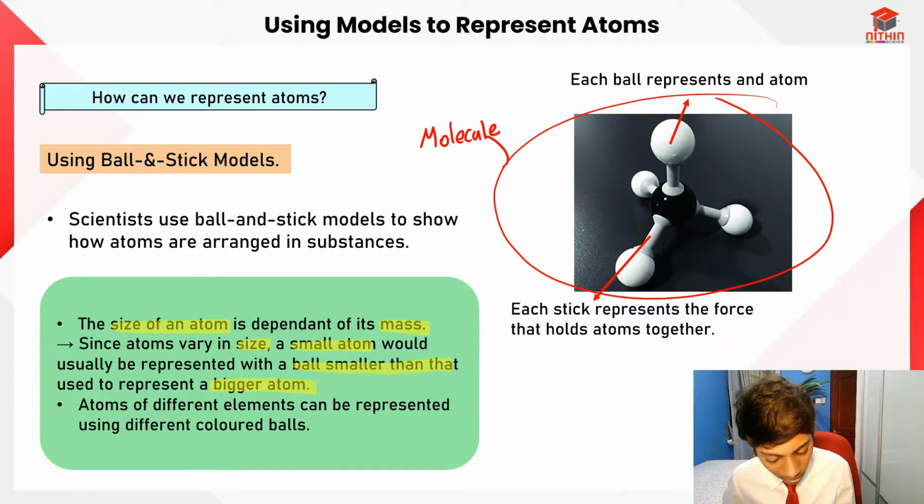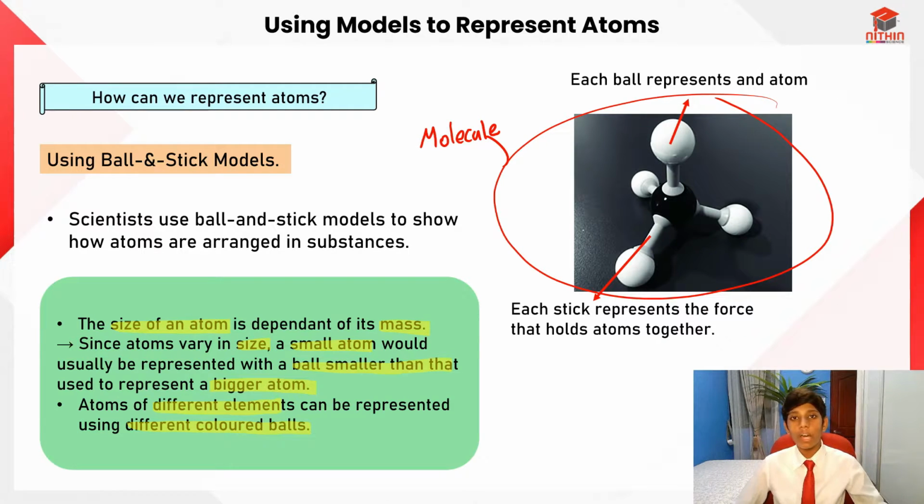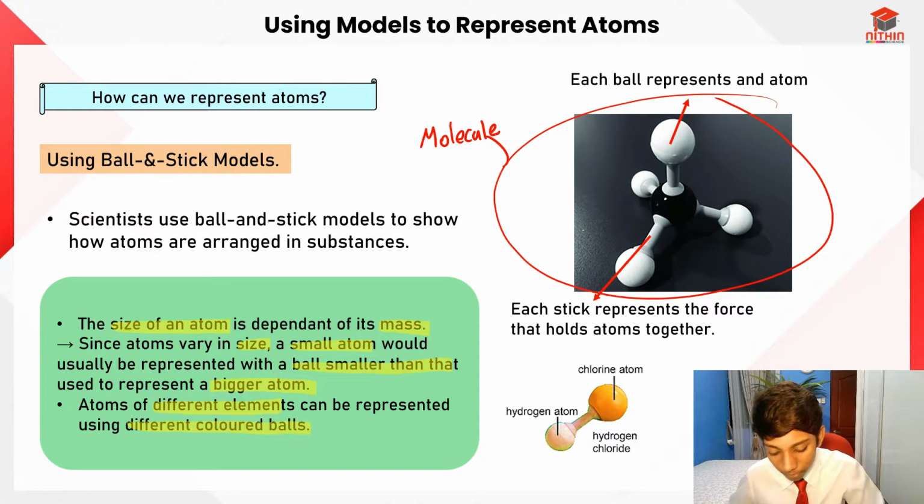Atoms of different elements can be represented using different colored balls as well. For example, hydrogen can be represented with a blue ball, while nitrogen can be represented with a green ball. So you know what I mean now. That's basically what it is. Now let's move on.